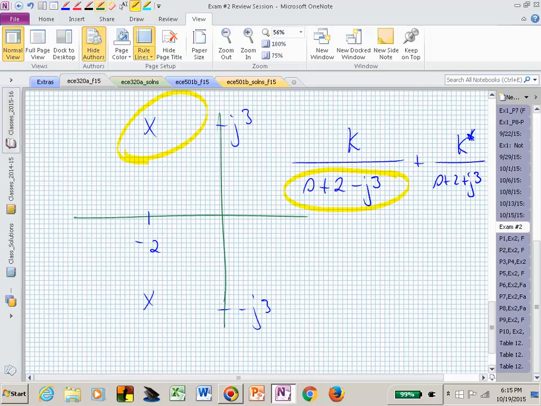So that's the information that you have to keep clear: when you are trying to find this partial fraction expansion for complex roots, you need to put the coefficients K that you're solving for on top of the pole factor associated with the pole in the second quadrant.